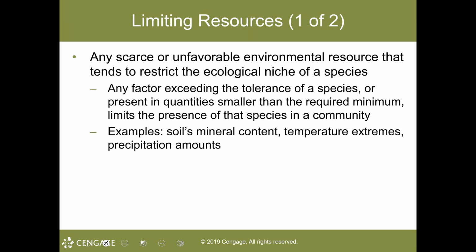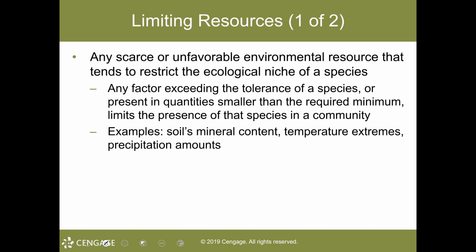So now to limiting resources. So a species' structural, physical, and behavioral adaptations determine its tolerance for environmental extremes. So if the species can, and of course, outside those bounds of its tolerance, the species cannot live there. And of course, that would be expected, meaning you would not expect to see a cactus living in a pond. And of course, you would not expect water lilies to be living in a desert. So any environmental resource that is scarce or unfavorable tends to restrict the ecological niche of a species, and that, of course, is what is known as a limiting resource.